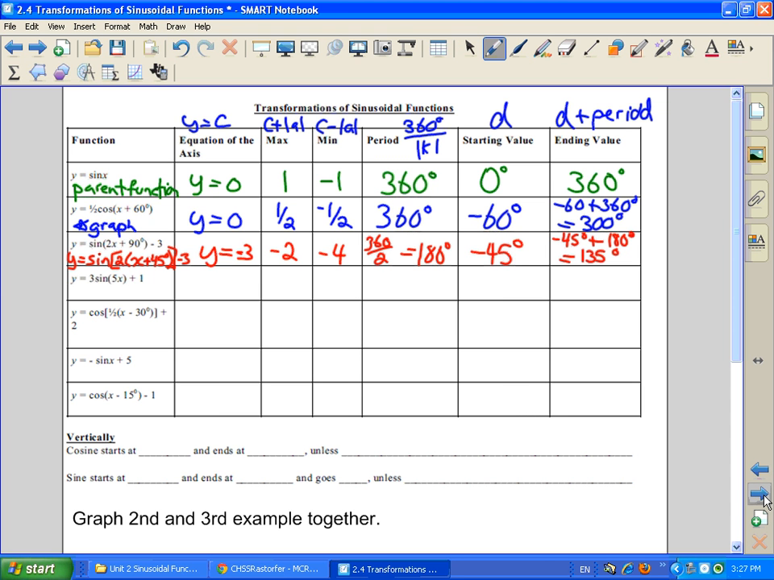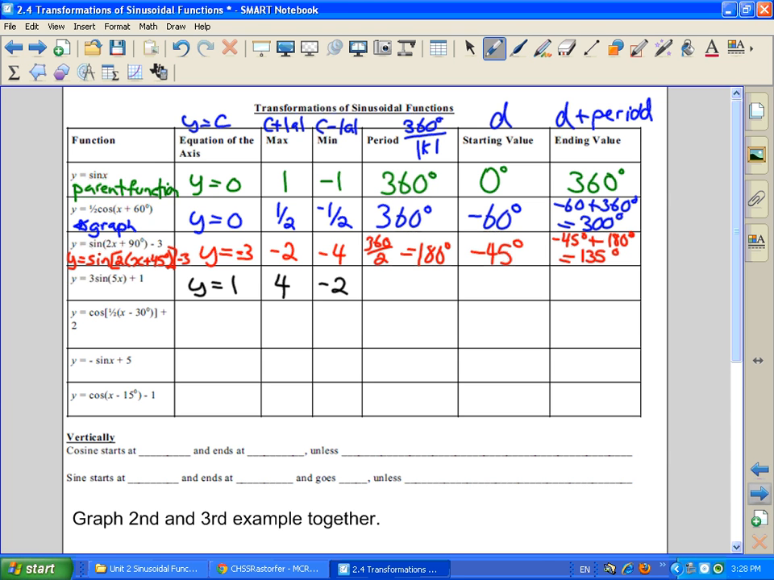Okay, for the fourth one, we take a look. Can we factor anything out? No, it's fine as it is. So we take a look at what's our C value. It's +1, so y equals 1. Our maximum value, you take A, which is 3, and you add 1, which is 4. And then to find your minimum value, you take your axis, which is 1, and you subtract 3, which is -2.